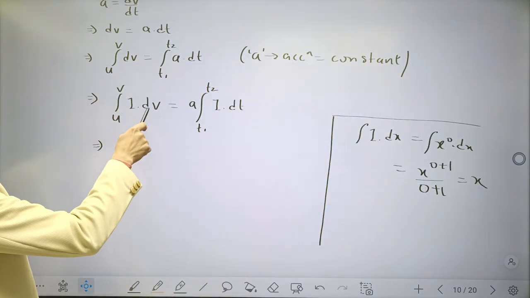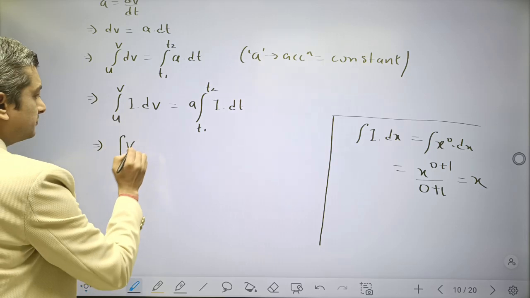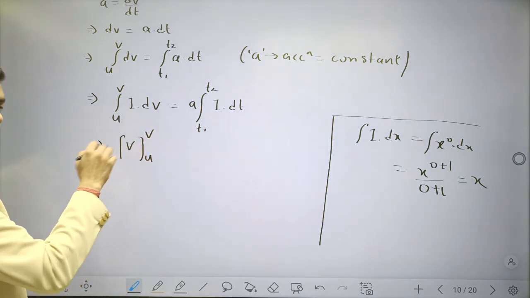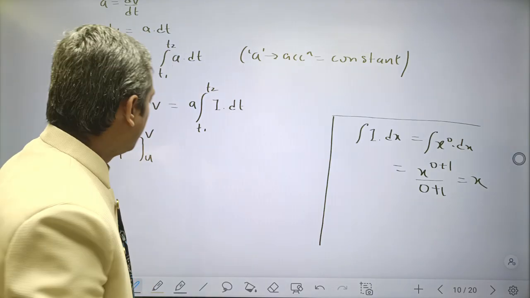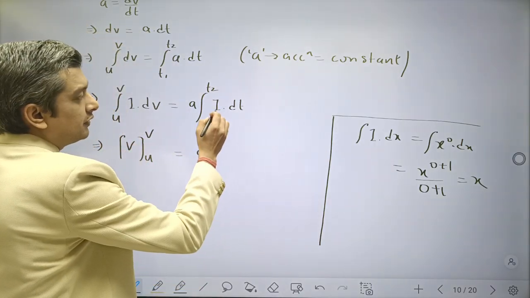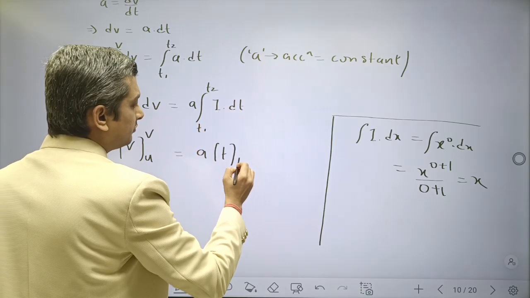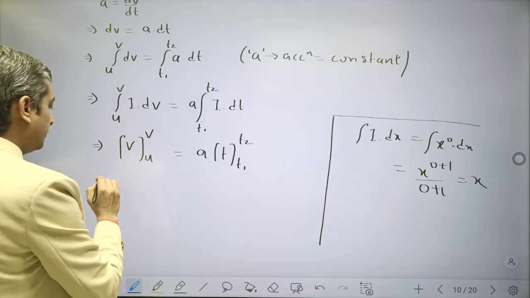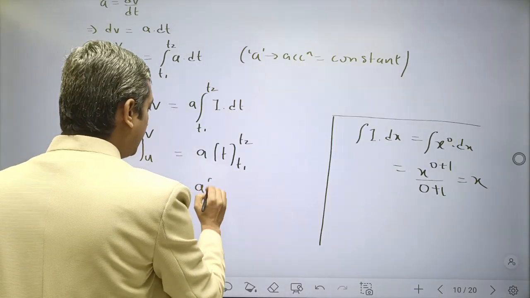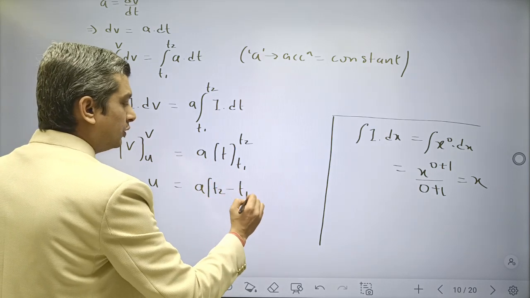Similarly, here integration of 1 is v, because the integration is with respect to v. So don't get confused by this v and this v. This v is variable v representing the variable velocity, whereas this v is representing the final velocity. So here 1 is being integrated with respect to t. So here it will be t, and this will be from t1 to t2. So here v minus u is equal to a.